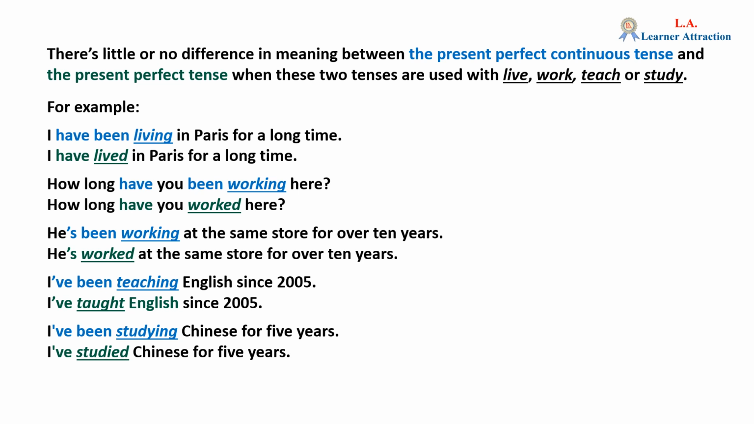He's been working at the same store for over 10 years. He's worked at the same store for over 10 years. I've been teaching English since 2005. I've taught English since 2005. I've been studying Chinese for 5 years. I've studied Chinese for 5 years.